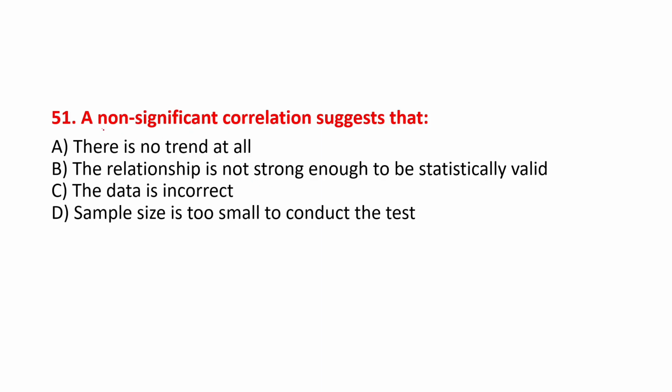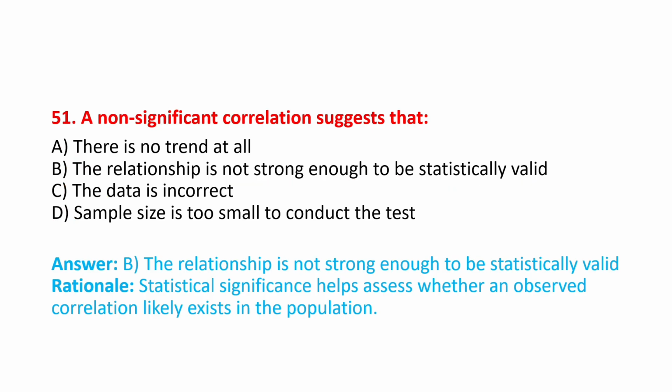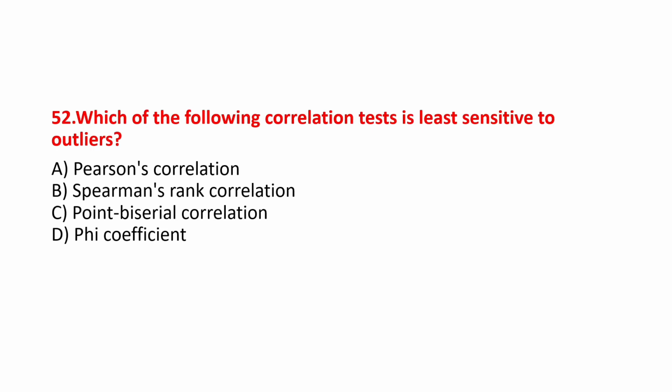A non-significant correlation suggests that significant కాదు, non-significant. There is no trend at all. Trend గురించి అసలు డిస్కస్ చేయము దీంట్లో. యాక్చువల్లీ there is a relationship, but it is not strong enough to be statistically valid. This is the correct one, okay. Non-significant అదే కదా, statistically valid గా చేయడానికి strong evidence ఏం లేదు, enough data, okay. That is the meaning. Data is incorrect, sample size is too small to conduct the test. ఇవన్నీ wrong answers. So answer is B.